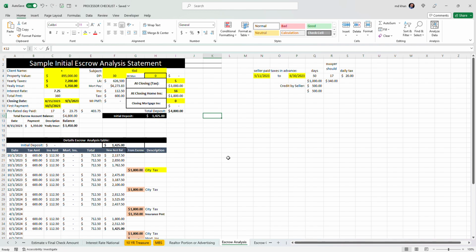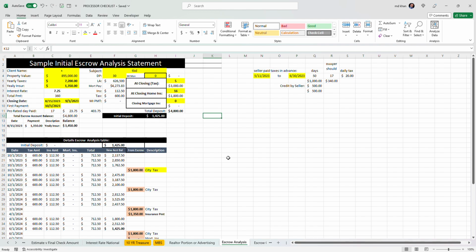August 15. So now we have to see the billing cycle. If the last tax bill was paid in July, then we are in the middle of the quarter. So the taxes of the property are already paid by the seller who is selling the property. Now you have to pay him back. The monthly taxes are 7,200 divided by 12, so monthly taxes are $600.